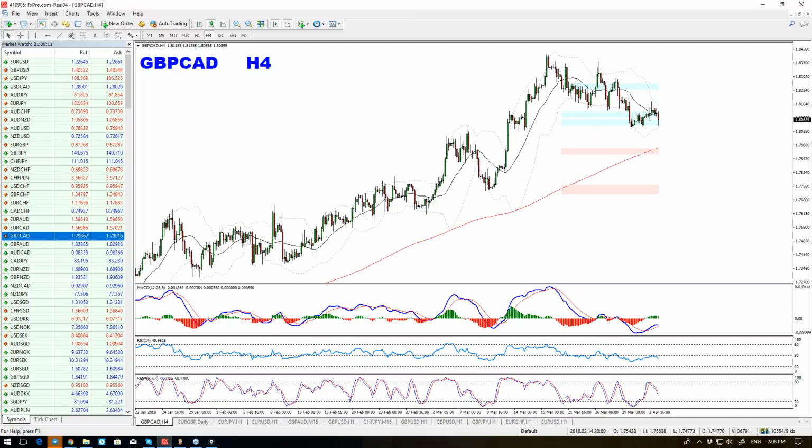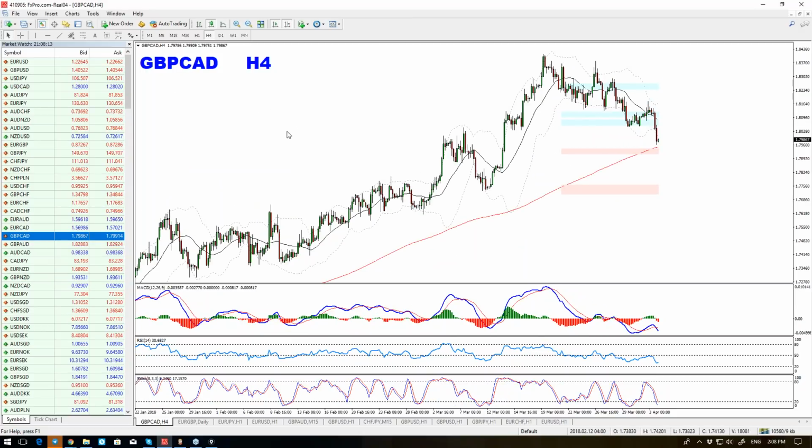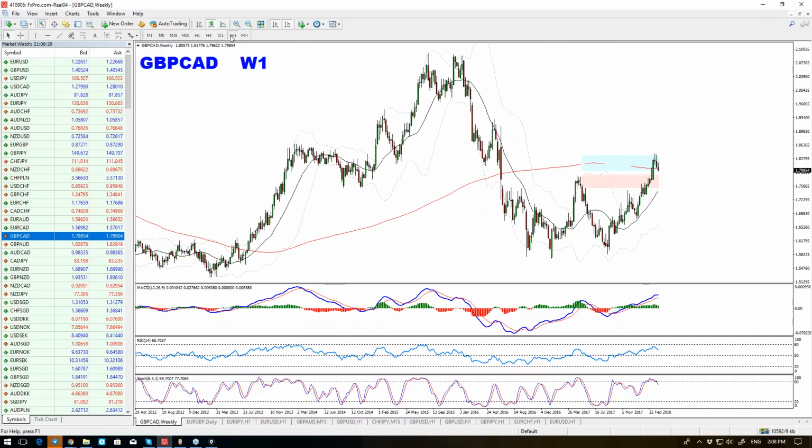Pound versus the Canadian. The pair was in both directions for the previous week. Now it's forming a triple cycle, which makes it a very high possibility for a bearish run.